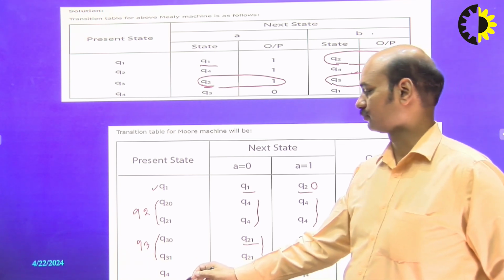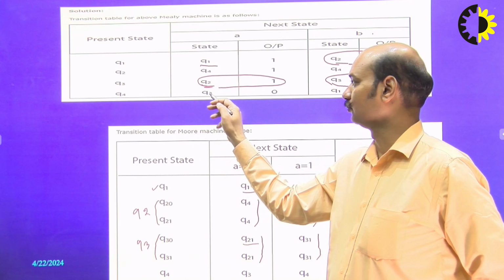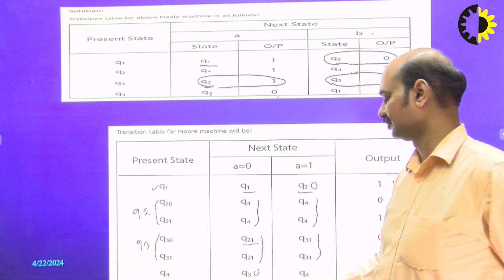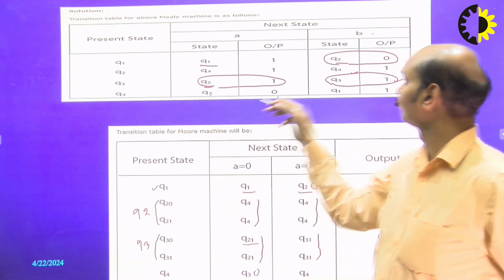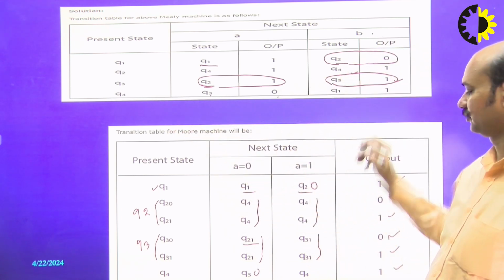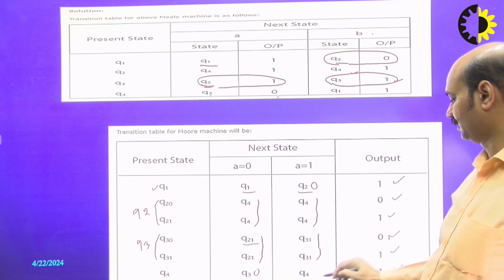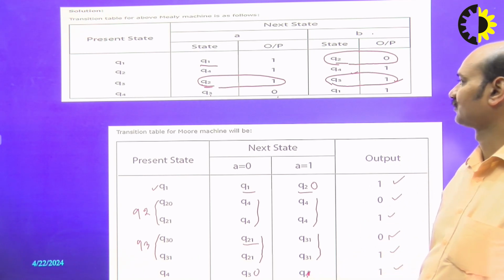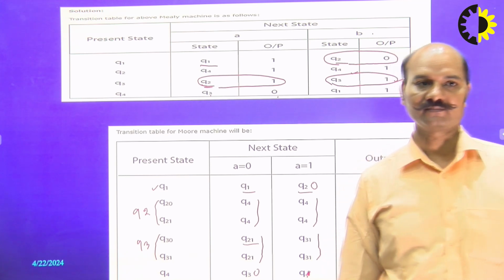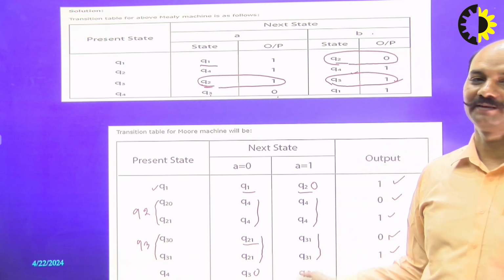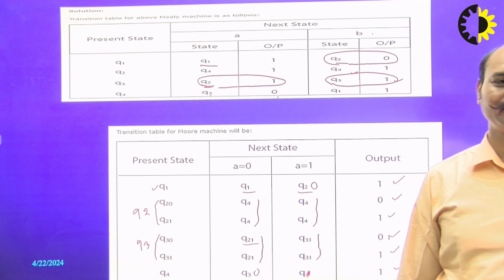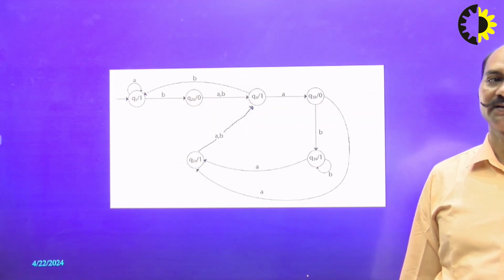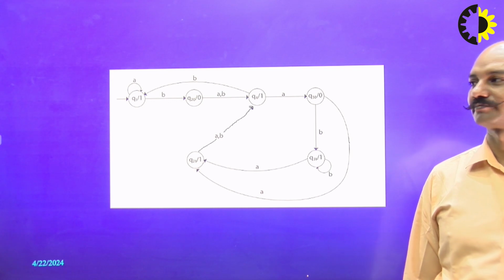What about Q4? Q4 goes to Q3, which has output 0. So we write here Q3 0. Q4 for input B reaches Q1. So we write here Q1. Okay, fine. Then finally we convert this table into the diagram. This is the appropriate diagram.